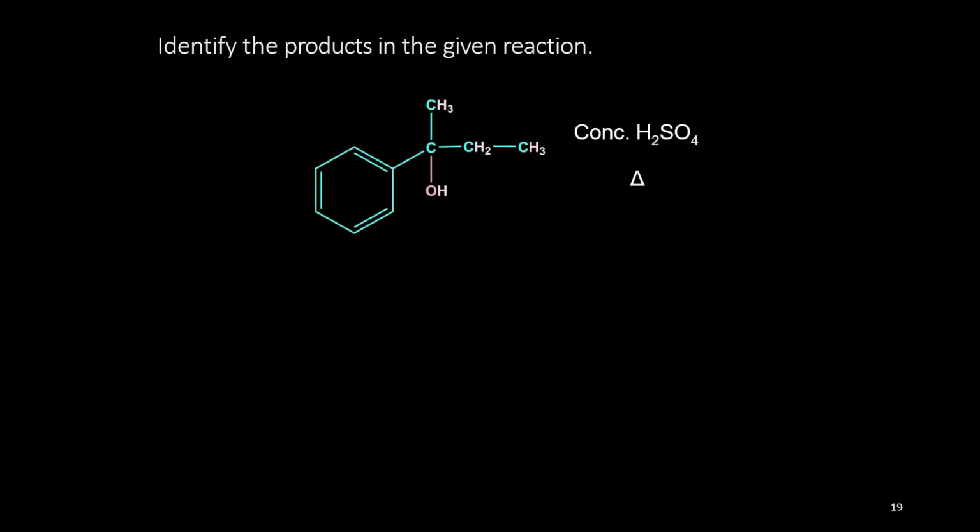So next one. Again, you have two chances where the double bond will form. So which one will be the major product and which one will be the minor product? Whether it will form a double bond here or it will form a double bond here. So the question is, when it reacts with sulfuric acid, which one is? So it will happen like this.